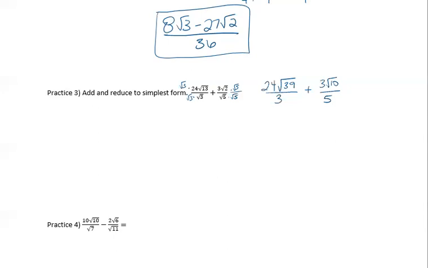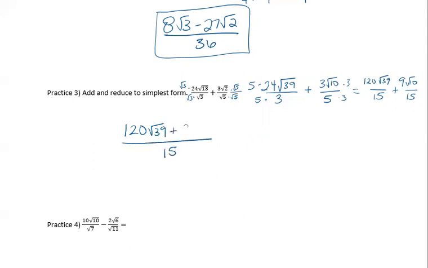Now I want to find a common denominator, and that's going to be 15. So to get this one to be 15 in the denominator, I'm going to multiply by 5 in both the top and the bottom. 5 times 24 is 120 times the square root of 39. And then over here, I'll be multiplying by 3. So 3 times 3 is 9 square roots of 10. And then 5 times 3 is 15. So I'm going to rewrite it over here, all over the same denominator.